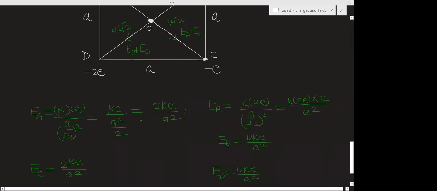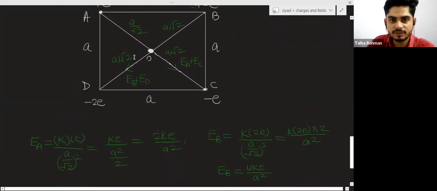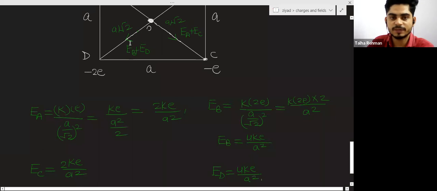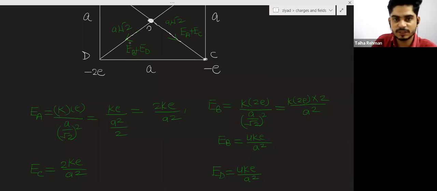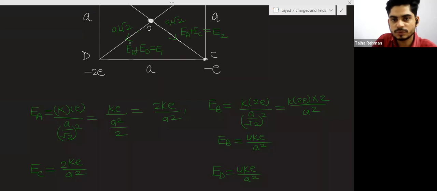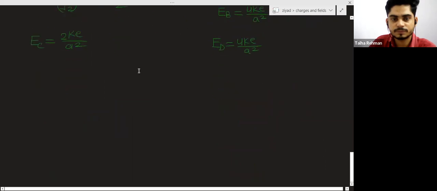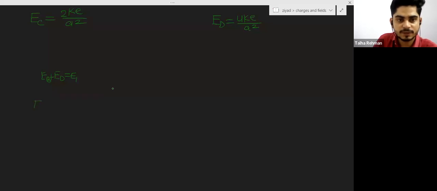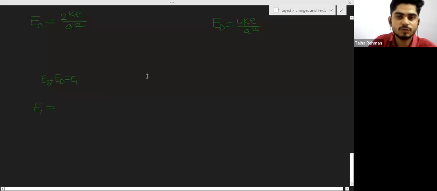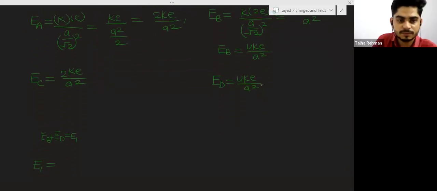So now in this direction, we will add both the vectors. I am supposing this EB plus ED is equal to E1, and this EA plus EC is equal to E2. Now calculate this E1. When you calculate E1, you will write the value of EB, which is 4ke by a squared.